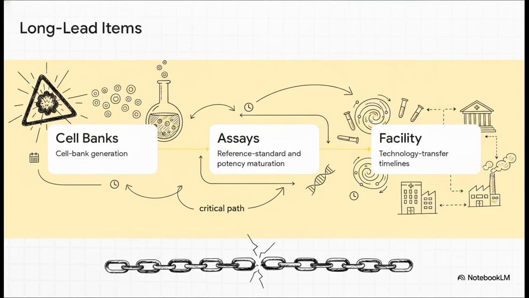A huge part of that risk management is dealing with long lead items. You must identify and resource these items early, because in cell and gene therapy, critical path slippage cascades so fast into massive clinical delays. We've all seen programs completely stall out right here. Generating cell banks, developing reference standards, and maturing your potency assays, these are the classic long lead traps that catch developers completely off guard. Plus, your facility strategy, whether you're leaning on a CDMO or an academic hospital-based site, sits directly on the critical path for pivotal and commercial readiness. Technology transfer timelines are unforgiving. You have virtually zero scheduling flexibility here, meaning early aggressive planning is absolutely vital.